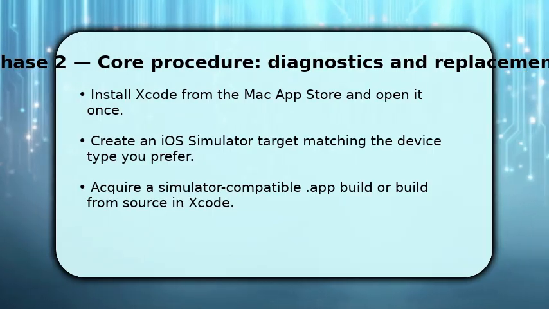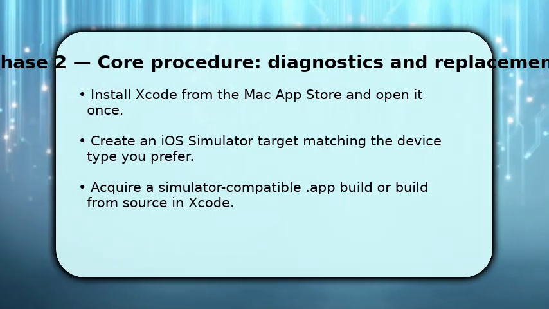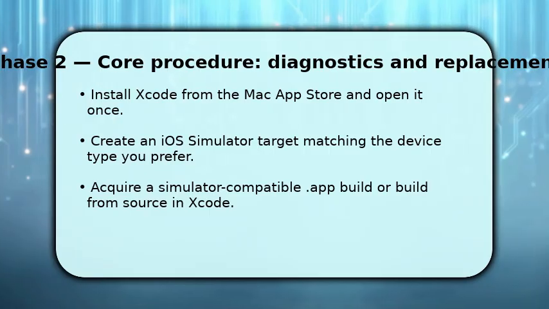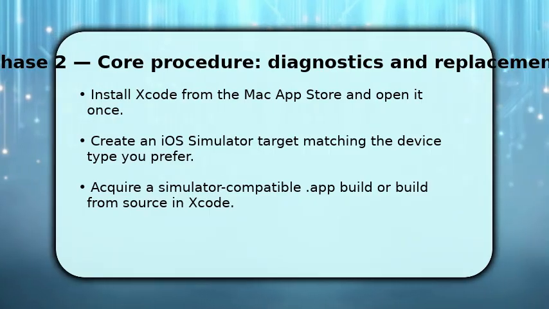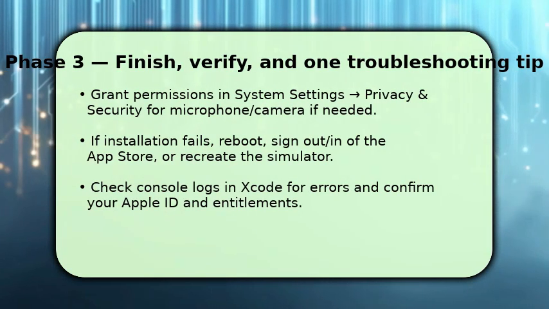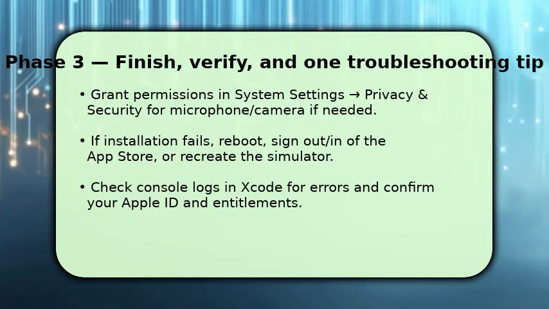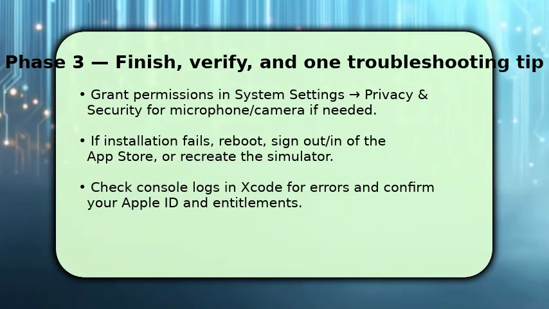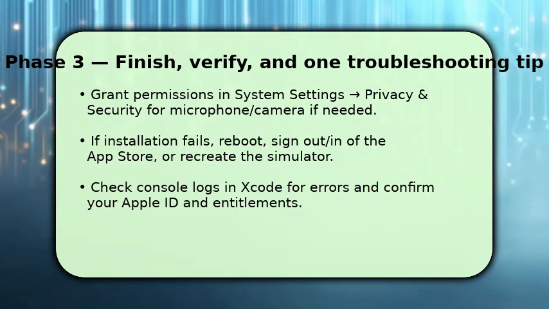The simulator emulates iOS, so the app behaves like on a phone. This is essential when no Mac bundle exists. To finish, open the installed Nugget app on your Mac or in the simulator and grant any permissions it requests. Make sure System Settings has allowed microphone, camera, or files.